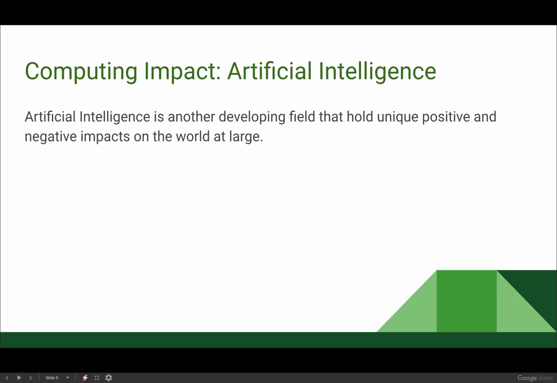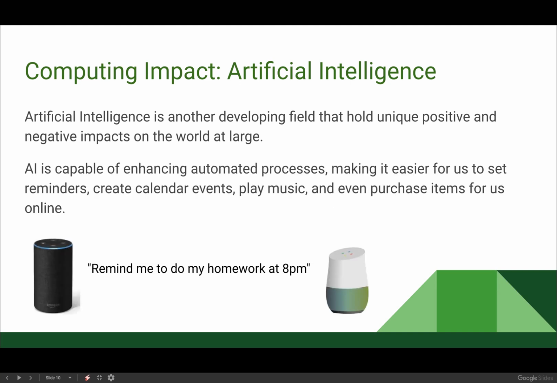All right, moving on from hackers stealing your information. A hugely growing field right now is artificial intelligence. And this is a developing field that holds unique positive and negative impacts on the world at large. So AI is capable of enhancing a lot of automated processes, making it way easier for us to set reminders, create calendar events, play music, and even purchase items online. We can tell our Alexa or Google Home, hey, remind me to do my homework at 8 p.m.